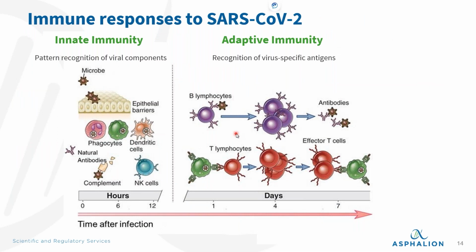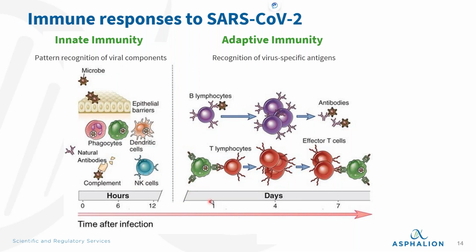So before we talk about the vaccine development and the different types of vaccines in detail, I just wanted to go through very briefly some of the concepts of the immune response in the context of SARS-CoV-2. The immune response can be divided into two phases. There's an early phase, which occurs between the time of infection and 12 hours after infection, which is the innate immune response. This is the response of the immune system to the recognition of non-specific viral components, for example viral DNA or RNA.